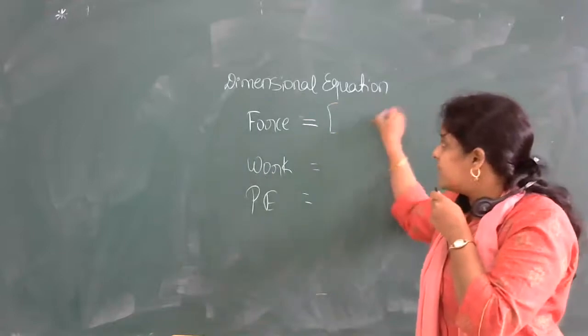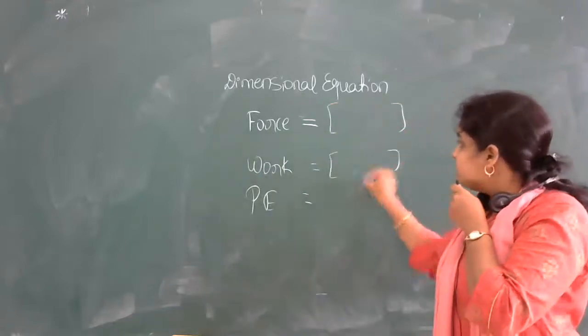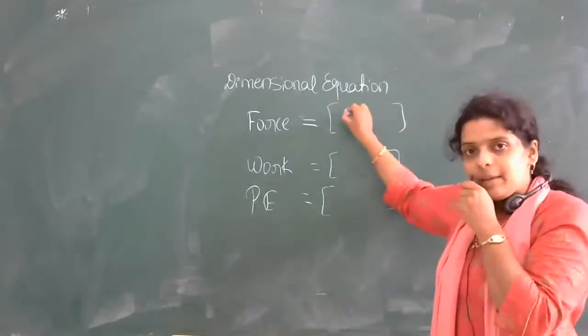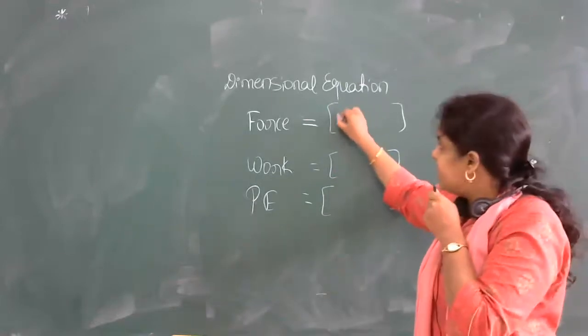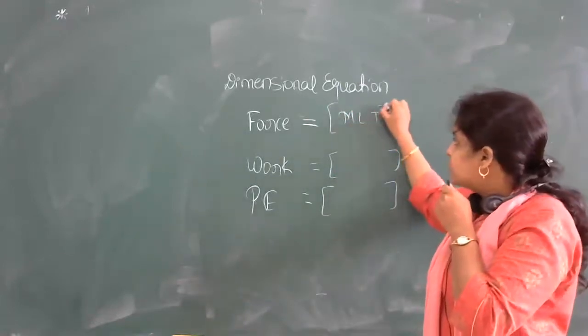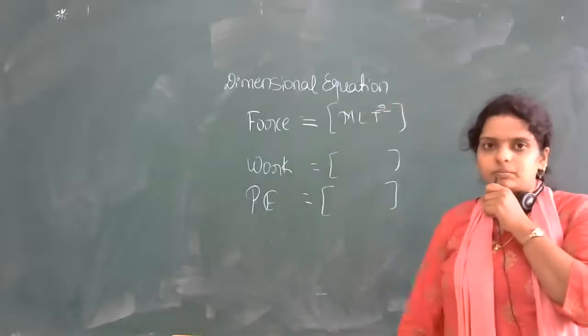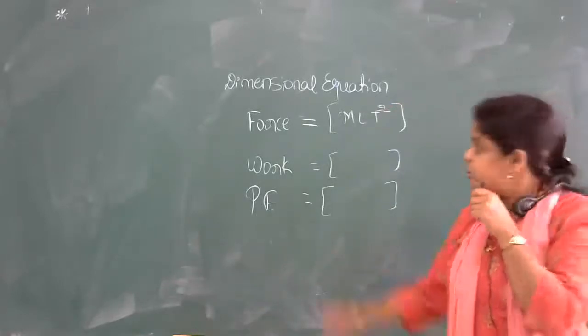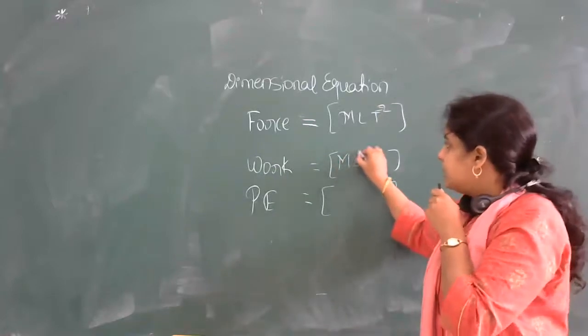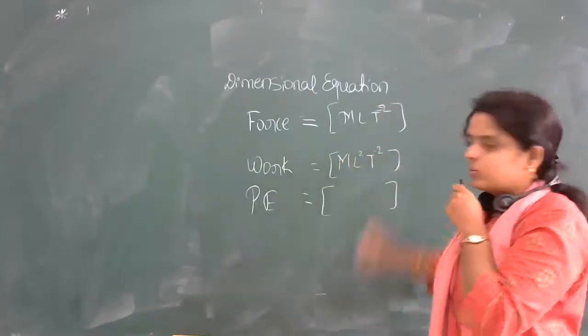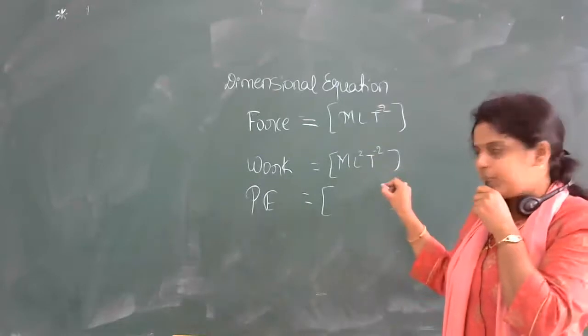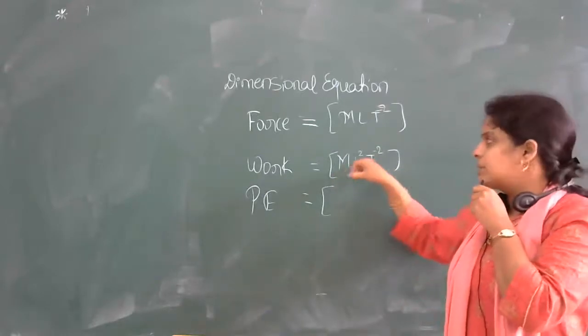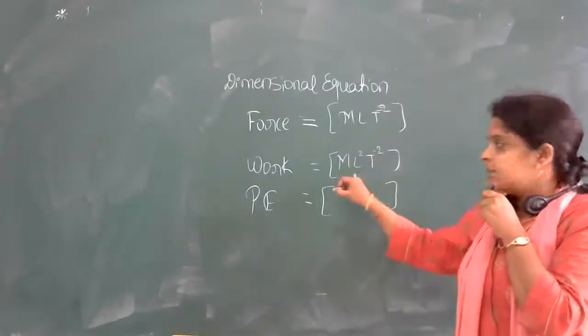With its dimensional formula is what? Here you have the dimensional formula of force, that is M L T raised to minus 2. Then work is equal to M L raised to 2 T raised to minus 2. If I am not wrong, it is force into displacement, so force into L, right? So that is work.